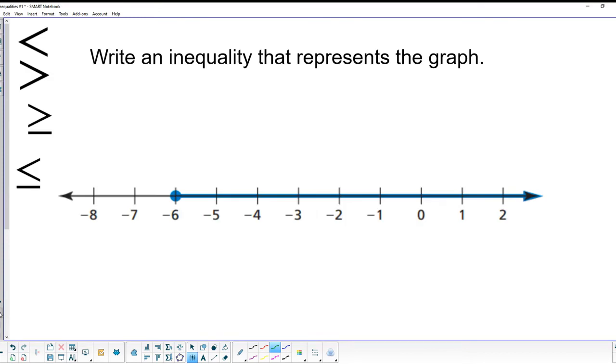All right, now in your assignment and what we're going to practice right now, we're going to look at some inequalities that have already been graphed, and we're going to go ahead and write down the inequality as a sentence for that.